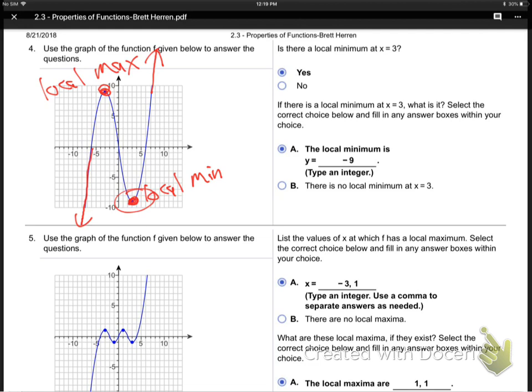That should be easy. They ask you for the x value, or then they want the y value. The y value is -9, so the y value here is -9.